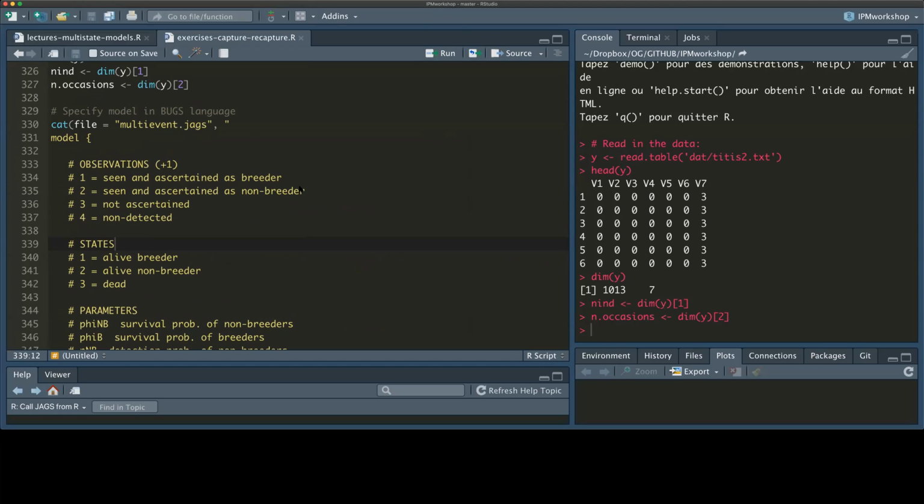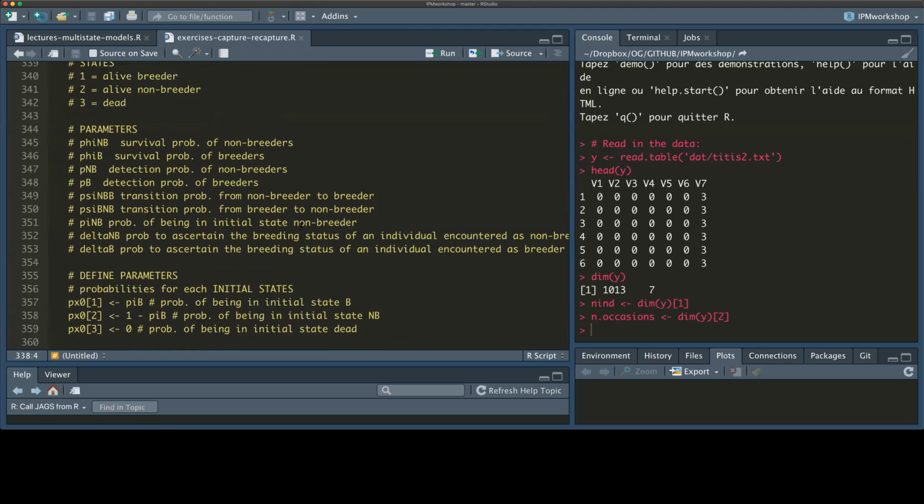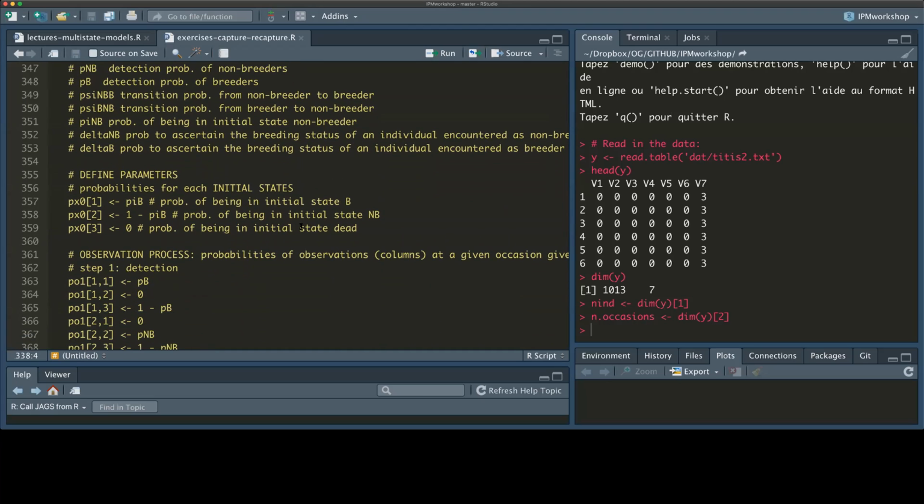Any questions, or is it the end of the day? It's difficult to go through that example at the end of the day. It's probably the most complex model you can do with capture-recapture data.